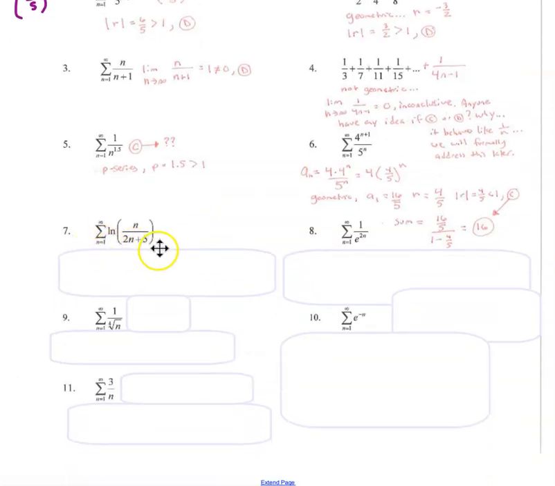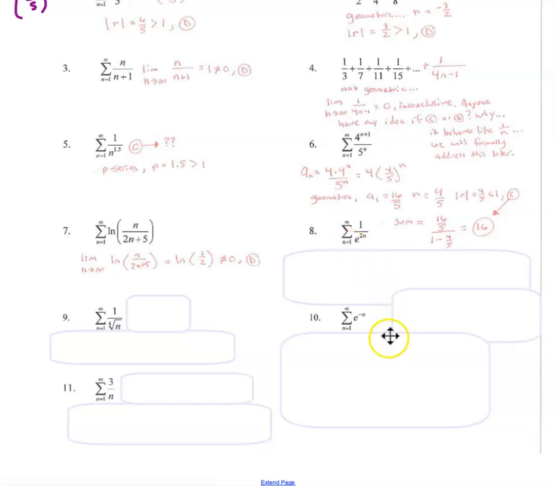Number 7, we can do this one with the nth term test for divergence, because when you take the limit of this rational expression inside the natural log, your limit here is 1/2, and so the limit of the whole expression will be the natural log of 1/2. That does not equal 0, so this series diverges.